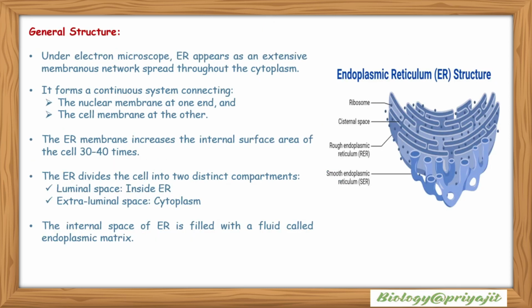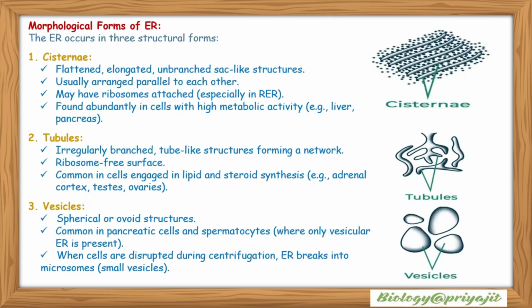General structure of the endoplasmic reticulum. Under the electron microscope, it appears as an extensive membranous network spread throughout the cytoplasm. It forms a continuous system connecting the nuclear membrane at one end and the cell membrane at the other. The membrane increases the internal surface area of the cell 30 to 40 times. The endoplasmic reticulum divides the cell into two distinct compartments: the luminal space, which is located inside, and the extraluminal space, which is found in the cytoplasm. The internal space of the endoplasmic reticulum is filled with fluid called endoplasmic matrix.